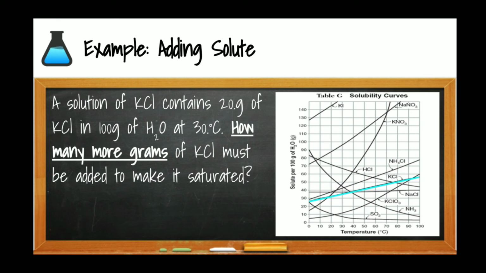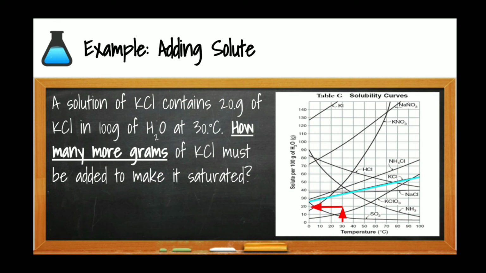In this next example, it tells us we're dealing with a solution of potassium chloride. So make sure you find the line for potassium chloride first. And it asks us how many more grams of potassium chloride have to be added to saturate the solution. And we know that we're at 30 degrees Celsius with 20 grams. So the first thing we want to do is find the point that we're talking about. So when X is 30 and Y is 20.